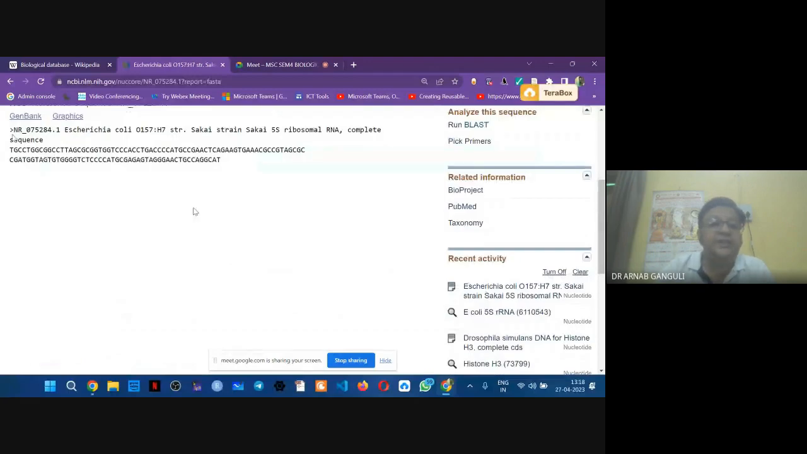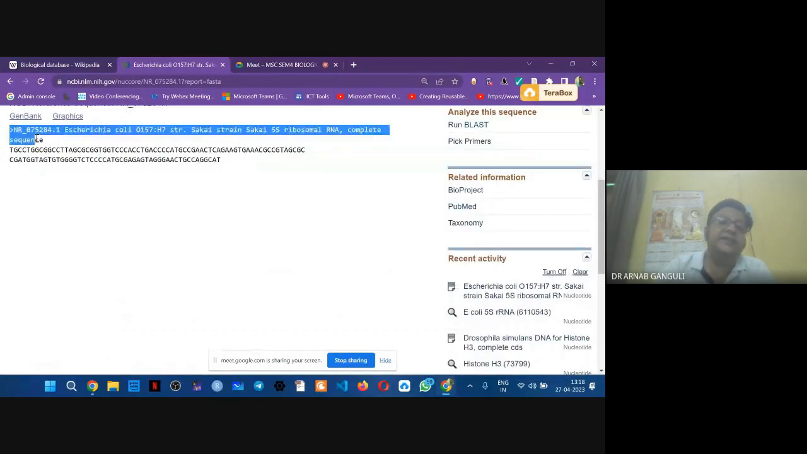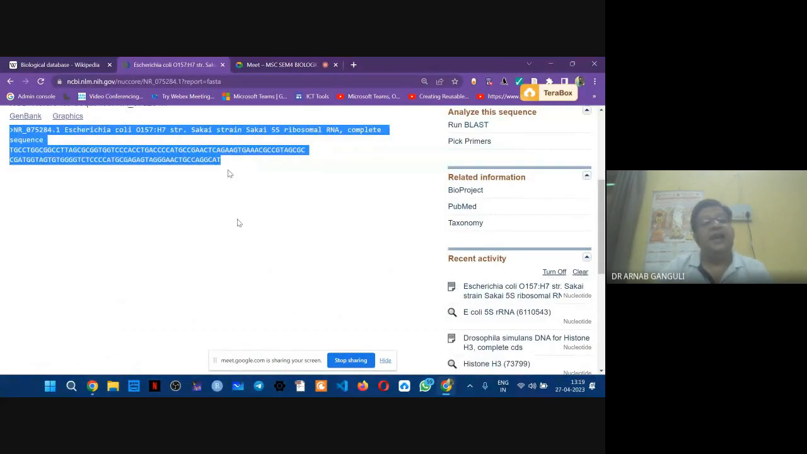So this comes in FASTA format. This is the 5S ribosomal RNA of E. coli. Now, if you want to analyze this sequence, you want to see in the database of all bacteria, you want to find out if there are any similar sequences. So you do a BLAST throughout the database.